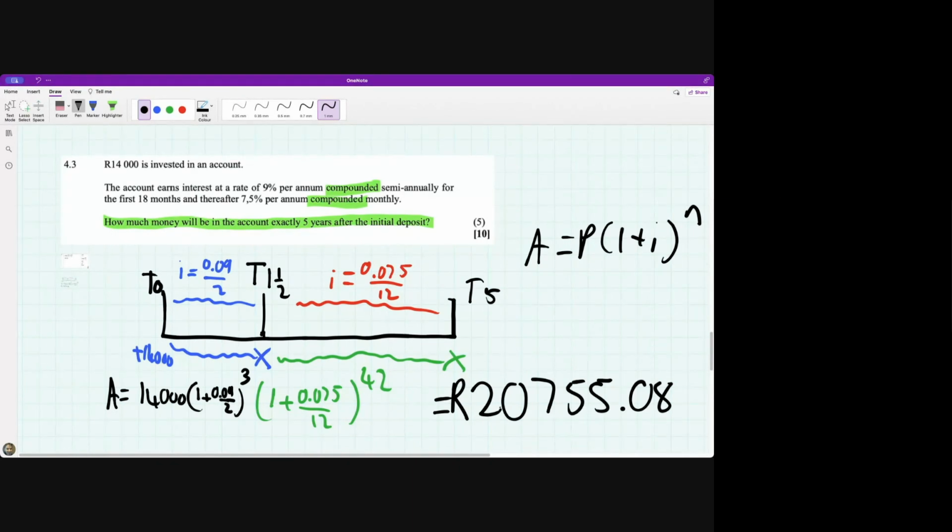So 14,000 times open bracket 1 plus fraction 0.09 divided by 2 close brackets to the power of 3, and then I'm going to go equals. And then I'm going to go times. So now I'm going to do the green bit. 1 plus fraction 0.075 over 12, close bracket, to the power of 42 equals 20755.08. Give me a thumbs up if you got that.